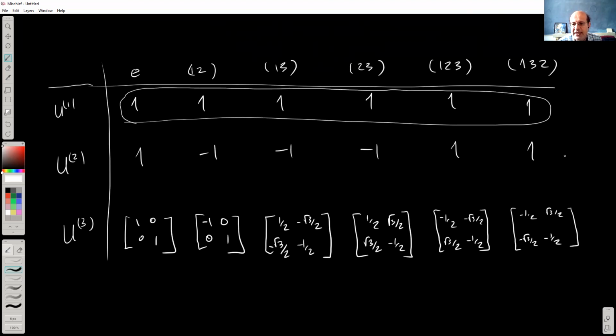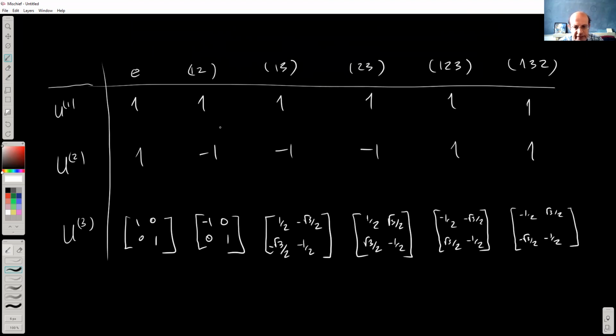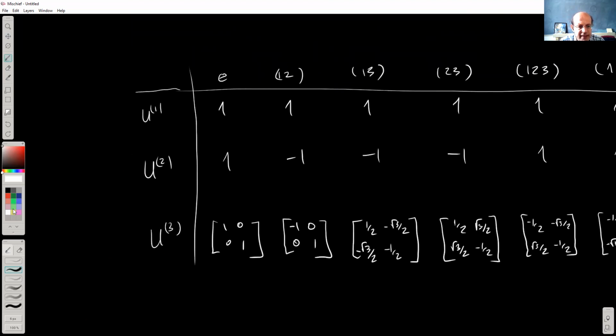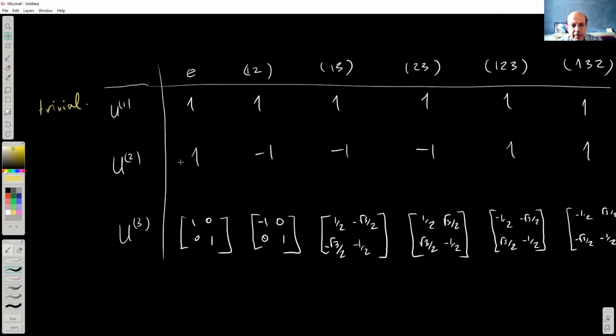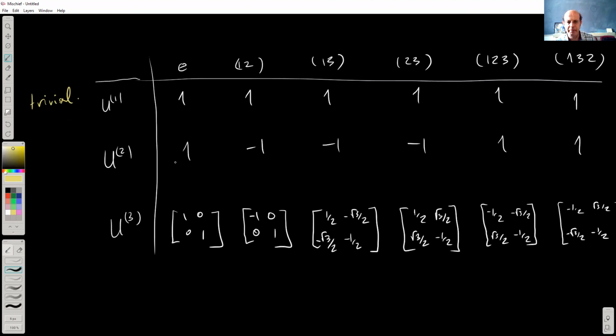The first one is the trivial one. So let me actually write somewhere in here. Okay, so this is the trivial one. It's the representation that every group has. It's one irreducible representation that every group has. The second one is called the signature. We have also talked about this thing before. Well, we talked about the signature of a permutation, whether it's an even permutation or odd permutation.